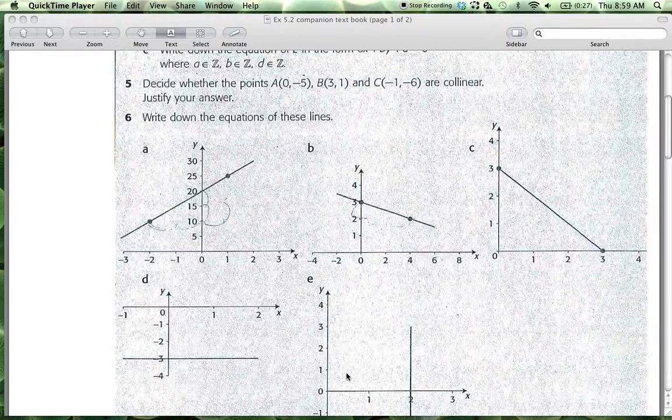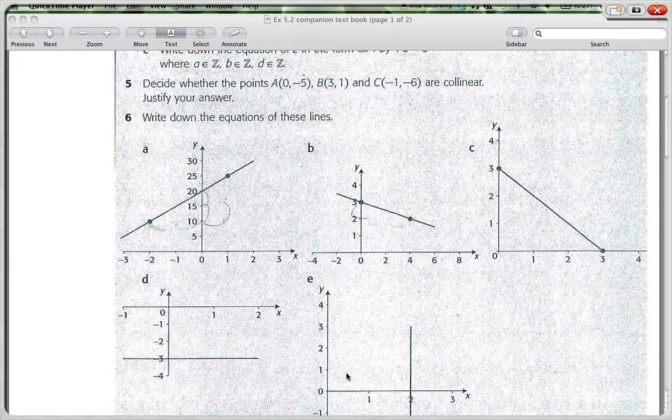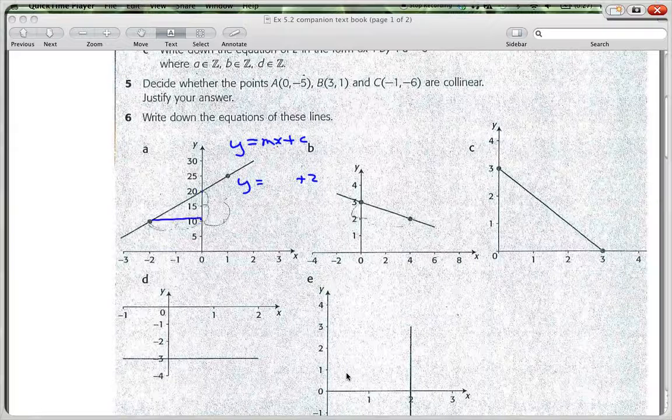For question 6, we have to write down the equations of each of those lines. Okay, so we're going to have y is equal to mx plus c. My c here obviously is equal to 20, so it's going to equal plus 20. What about my slope? Well, if I draw a triangle in here, my change in y is 10, and my change in x is equal to 2. I go from this point to this point, 2 in the positive. So I'm going to get 10 over 2, so it's going to be 5x plus 20 would be my equation.